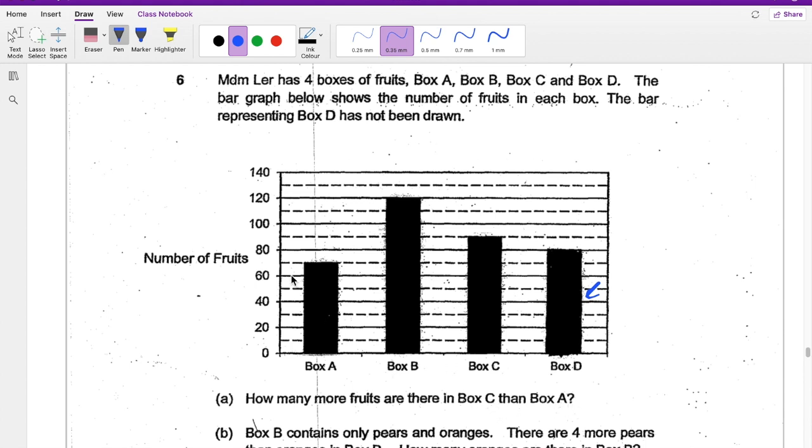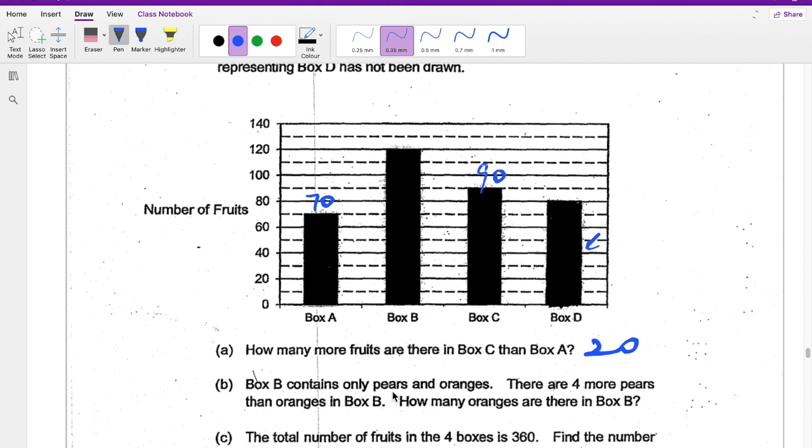Well, a bar chart is for us to compare different items. Then we see that this is more than this one. So it gives you a very intuitive way to see which one is more and which one is less, right? So we compare box C and box A. Then we count, this one is 90, box A is 70, right? So this is 20.